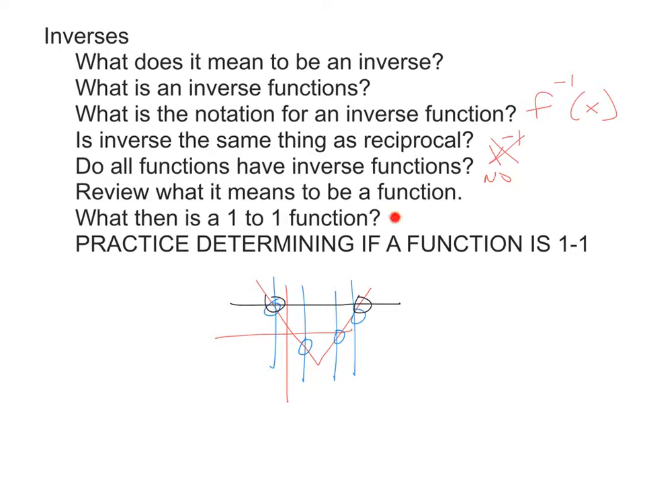So when we look at this question, what then is a one-to-one function? A one-to-one function is a function where each x is partnered with only one y, and each y comes from only one x. So when you don't have multiple x's or y's going different places, you're probably looking at a one-to-one function. Let's turn the page and practice a few of these.